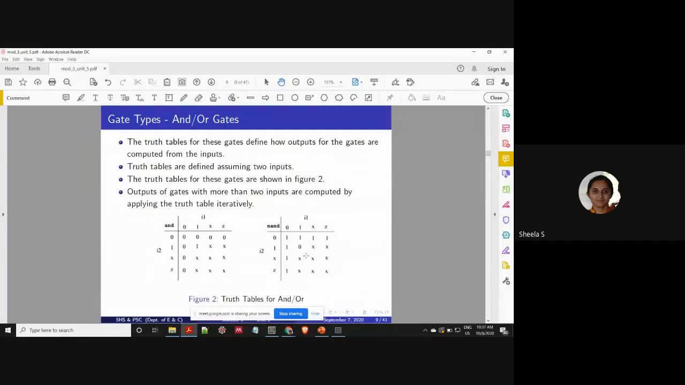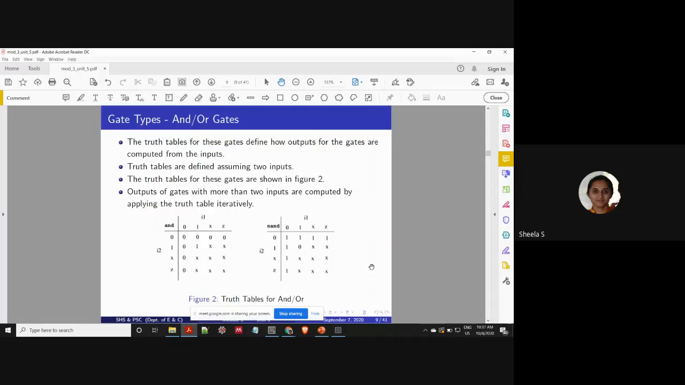Similarly for the NAND gate. In case of the NAND gate, what happens? If any one input is 0, the output will always be equal to 1. If both the inputs are high, then only it will be 0. Otherwise, for different combinations of X and Z, we will get the output as X only. So like this, we get the output when we are using a primitive gate. So this is for 2 input.